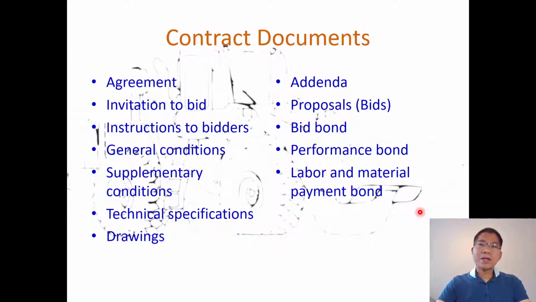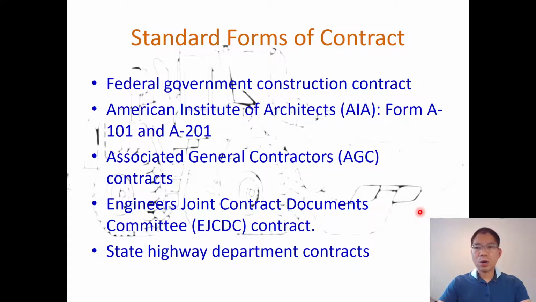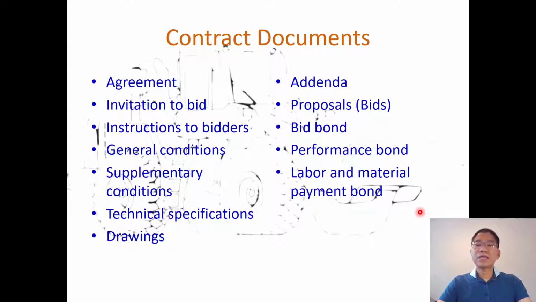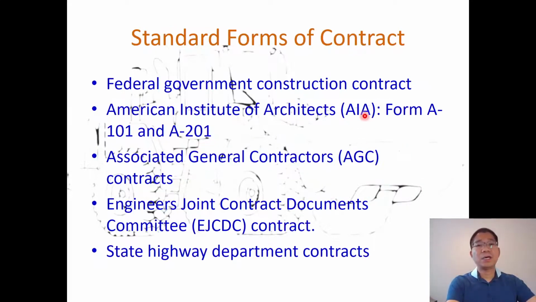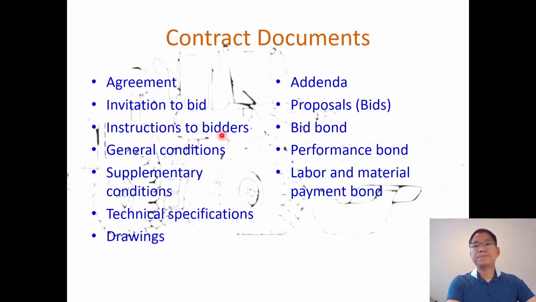Then what constitutes the contract documents? First is the agreement, just like if we follow AIA, that is A101. Invitation to bid, instruction to the bidder, general conditions. If AIA, that is the A201. Supplementary conditions, so any specific condition that applies to that project only, we can provide as supplementary conditions. Technical specifications and drawings, you are familiar with those, that the engineer prepares for the project.